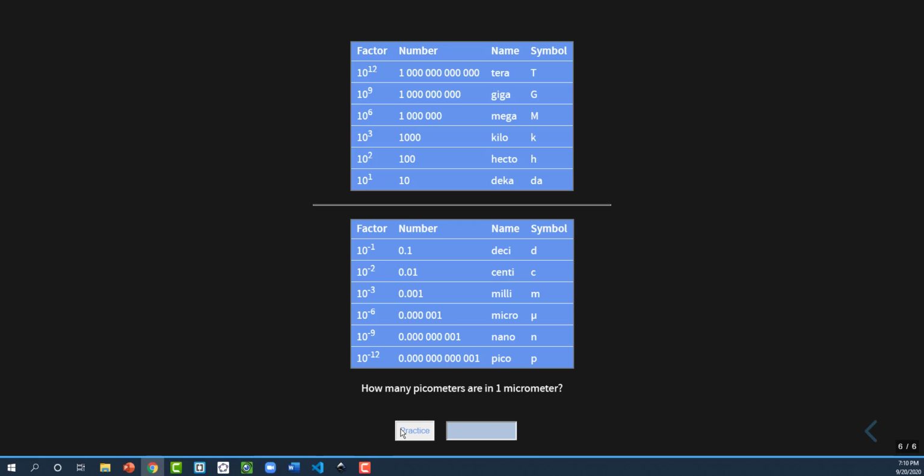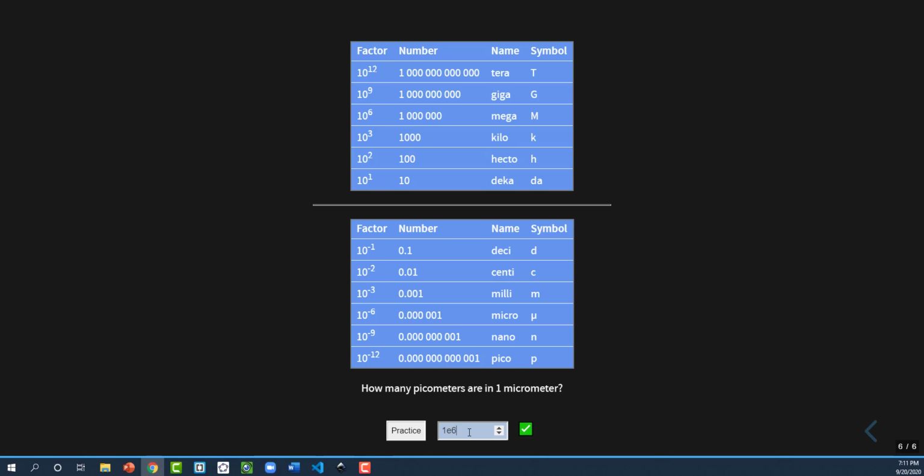Let's try one more. Picometers in a micrometer. All right, so we got meters again. Pico is 12 below the base, and a micro is 6 below the base. So the difference in 12 and 6 is 6. So it's going to be 1E6. That is, there are 1,000,000 of the little picometers in a little micrometer.